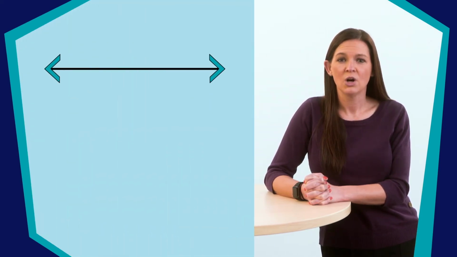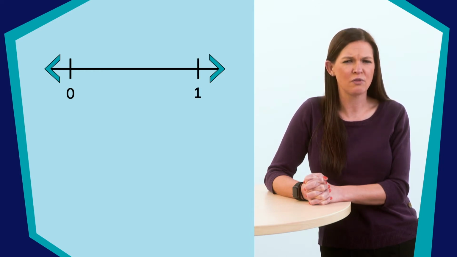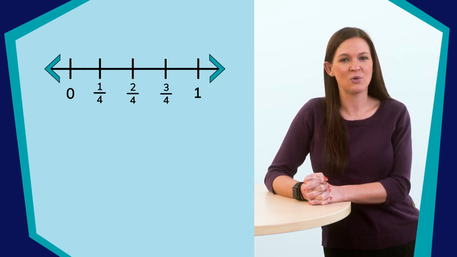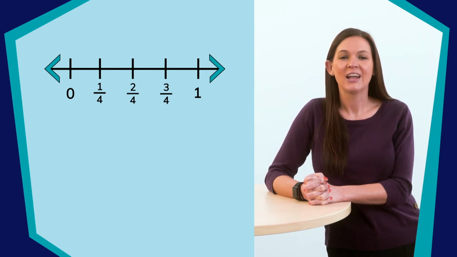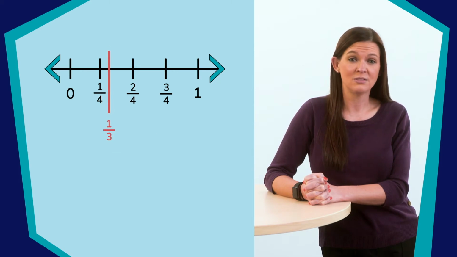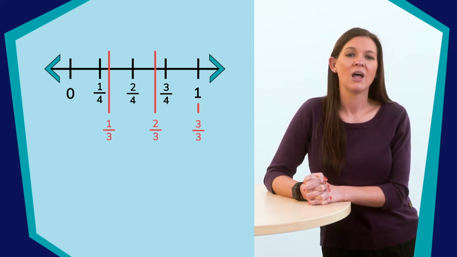First, we need to have an open number line. Since both fractions are smaller than 1, we can start with 0 and stop at 1 whole. Now, how could I partition this number line to show fourths? Exactly. I need to make 4 equal sections and label them. Let's see, 1/4, 2/4, 3/4, and 4/4. Great. Now, let's do the same thing for thirds. So 1/3, 2/3, and 3/3.